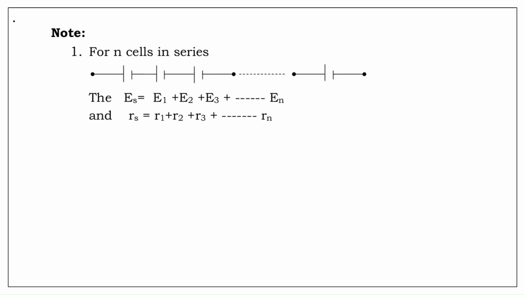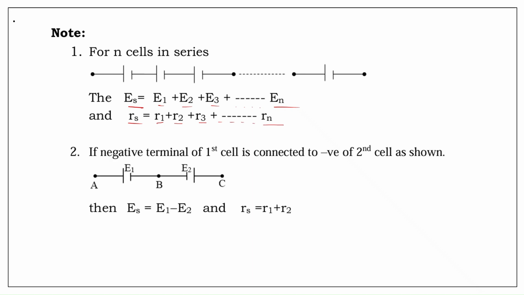Note 1. For n cells in series, ES is equal to E1 plus E2 plus E3 and so on up to En. And RS is equal to R1 plus R2 plus R3 and so on up to Rn. 2. If negative terminal of first cell is connected to negative of second cell, then ES is equal to E1 minus E2. And RS is equal to R1 plus R2.